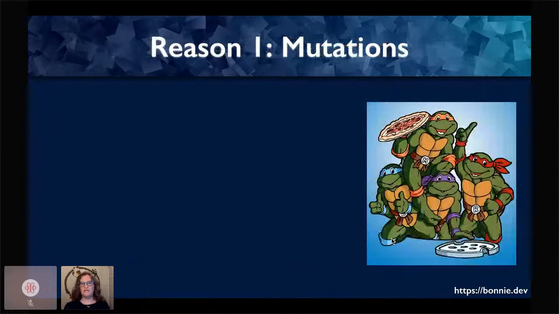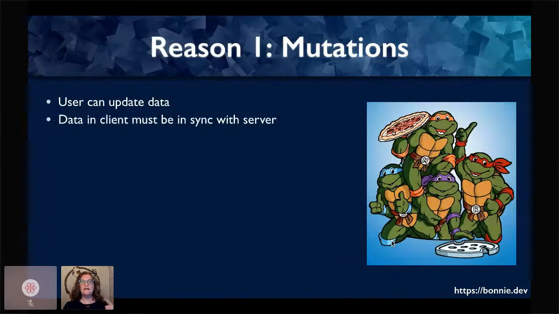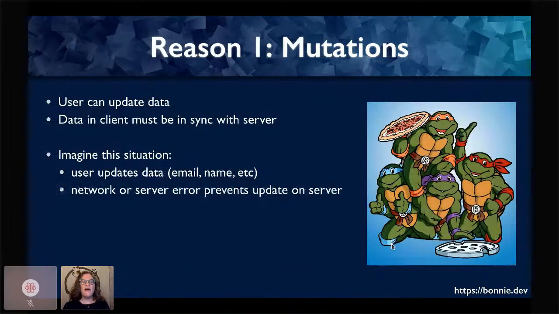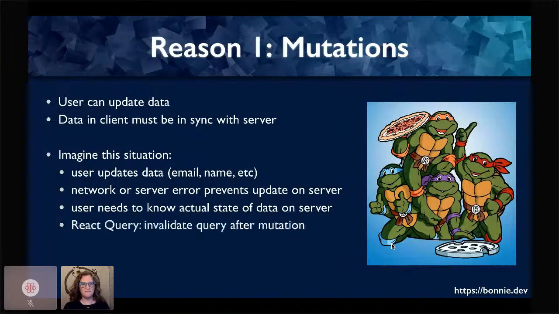The first one is those mutations. So the user can update the data, and we want to make sure that the data in the client, that the React app is showing, is the most recent data from the server. Let's consider a situation where the user updates, let's say, their email. And then there's a network error, or somebody made an error when they were programming the server, and it prevents an update on the server. The React user needs to know what the actual state of data on the server is. They need to know whether or not their update took place.